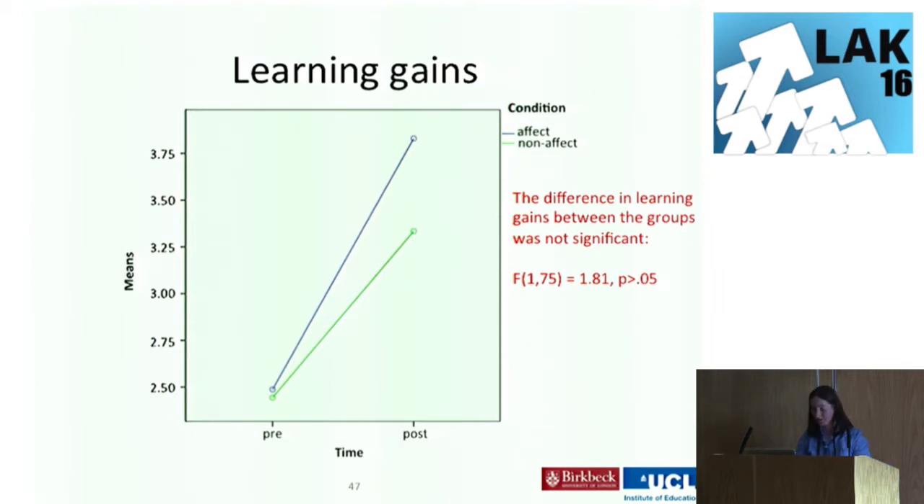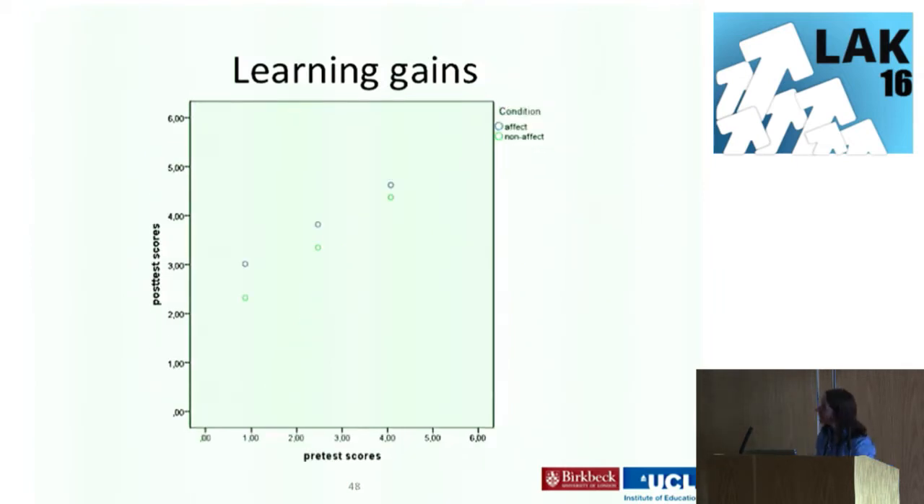And we had a closer look at this. And we looked at the pre-knowledge scores, which you can see here on the x-axis, and the post scores on the y-axis. And you can see here that the difference between the groups was highest for students with low pre-knowledge, which was really interesting.